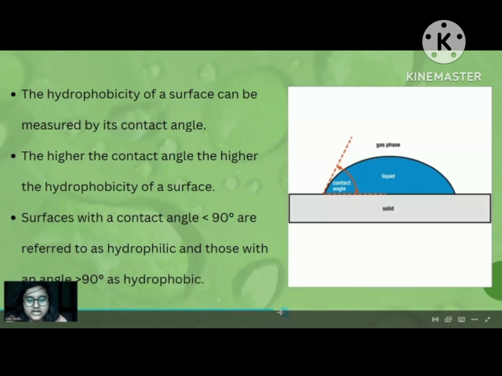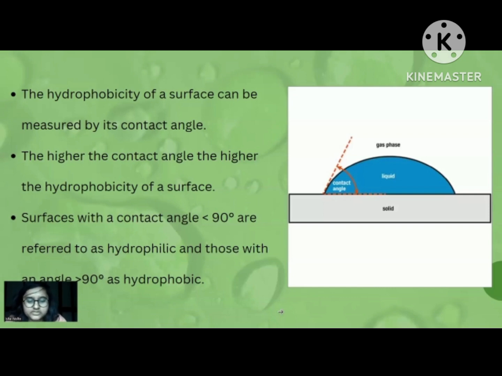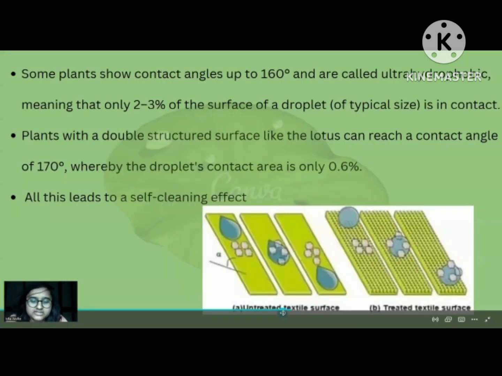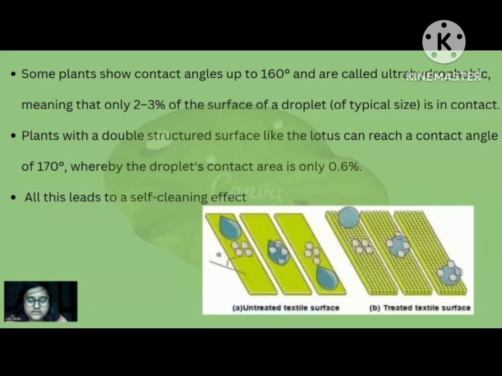Priya just explained what is meant by hydrophobicity, and we need to get in touch with the term contact angle. Contact angle is the angle made by the liquid at the three-phase boundary where the liquid, solid, and gas intersect. It can be seen in the figure above. Greater the contact angle, greater the hydrophobicity of the surface. If the contact angle is less than 90 degrees, we say that the surface is hydrophilic, while if it is greater than 90 degrees, we say that it is hydrophobic. Greater the contact angle, less is the contact of the droplet with the surface.